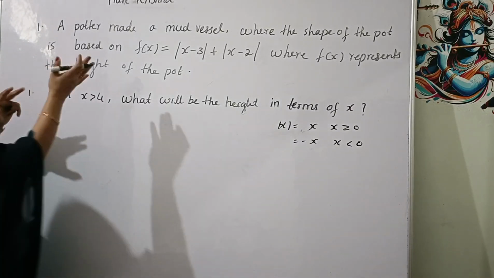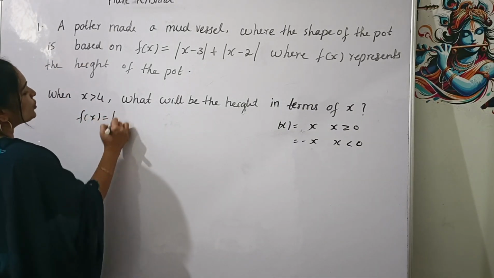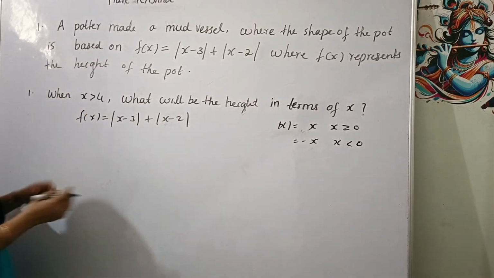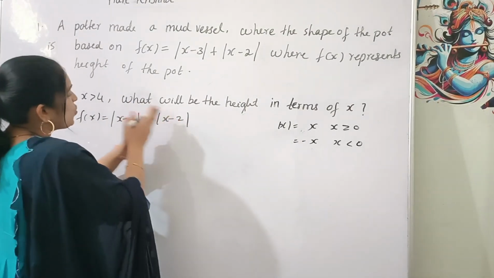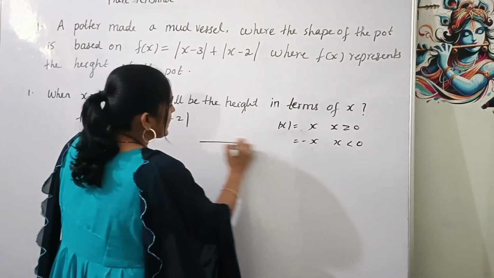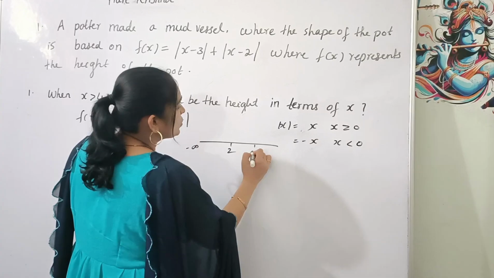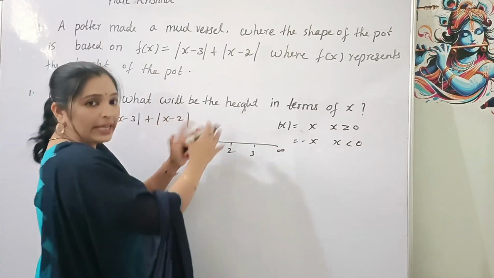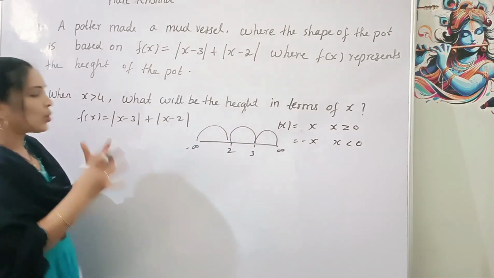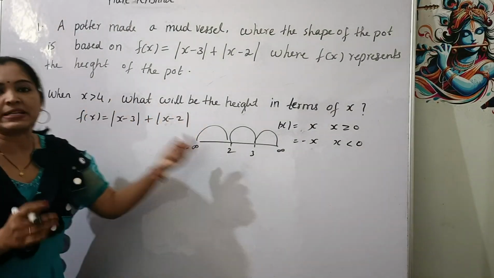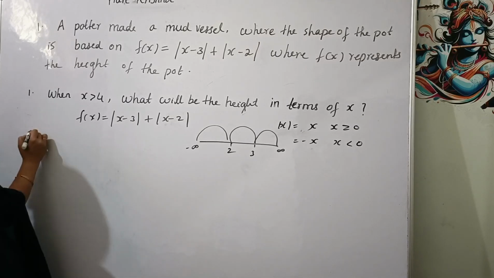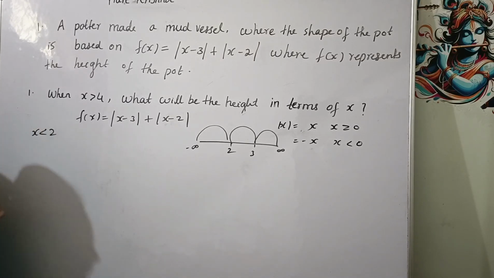See here, the given function is f(x) = |x - 3| + |x - 2|. The given numbers are 2 and 3. Let's represent these numbers on the real line: minus infinity, 2, 3, infinity. Make the intervals minus infinity to 2, 2 to 3, and 3 to infinity. So let's write the function on these intervals. First, minus infinity to 2, or we can write it as x less than 2.